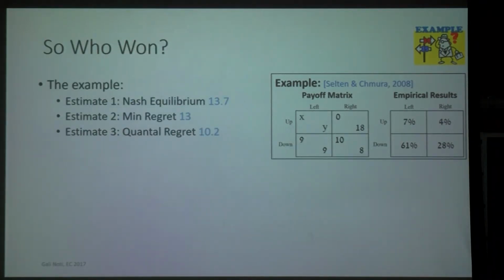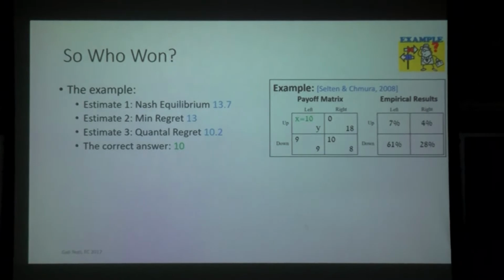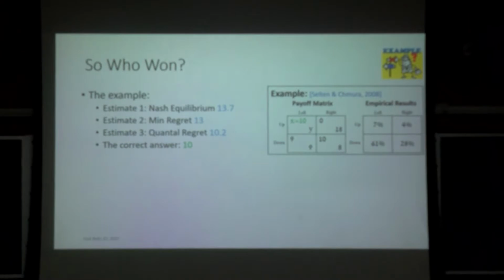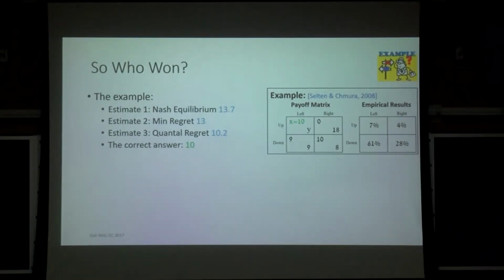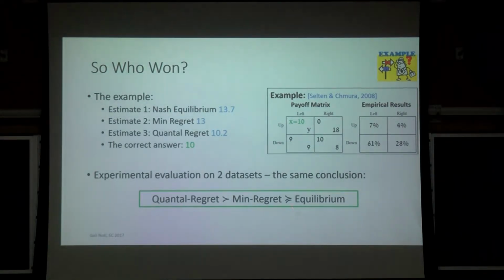Now, just to wrap up this example, we got 3 different estimates using each of the 3 different methods for this missing parameter x. And in this example, the correct answer was 10. 10 was the value that was actually used in this experiment and gave these results with human players. You can see the Quantal regret was significantly closer to the correct answer, to reality, than the other 2 methods. But we will see that it is not just this specific example. In fact, for the 2 different data sets that we tested, we had the same conclusion: the Quantal regret was significantly more precise than the mean regret, which was in turn slightly more precise than the equilibrium-based methods.